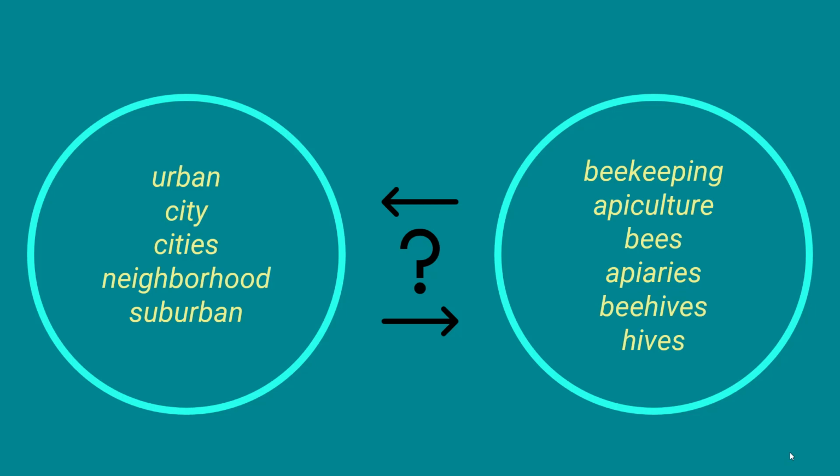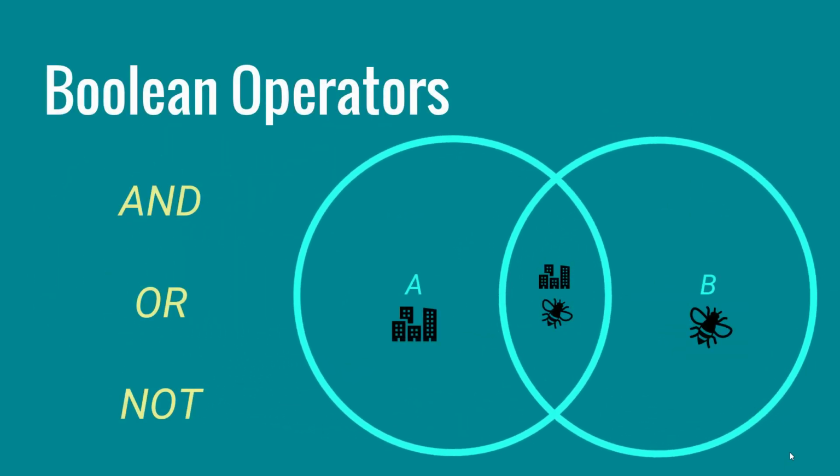Let's focus in for a moment on the two latter concepts, urban and beekeeping. How do we combine these ideas in a way that makes sense to the database? To write our search string, we'll need to understand Boolean operators. Boolean logic is technically a form of algebra that was created in the 1800s by George Boole. Instead of plus and minus signs, it uses three operators: and, or, and not. Library databases use these operators to decide what results to include and what to leave out.